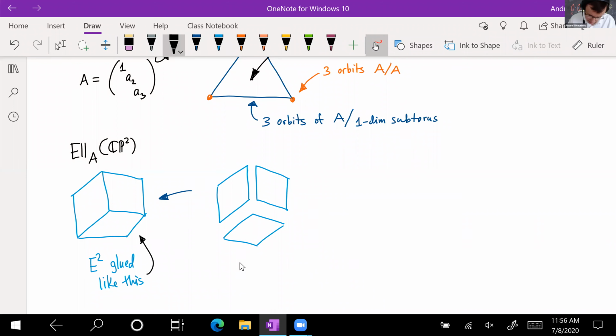So we can take them apart. So there'll be three E2s, which is each E2 is elliptic homology of a point. So this kind of corresponds to the red point. These are points. These are fixed points.